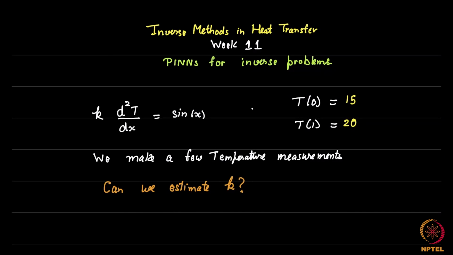Okay, so now let us take an equation such as this. Some heat addition or some other equation. You just treat it as a PDE or an ODE for now. K times d square T dx square equal to sin x. T of 0 is 15, T of 1 equal to 20. There is no problem in solving this equation provided you know K. But let us say we don't know K. Okay, so K is unknown.